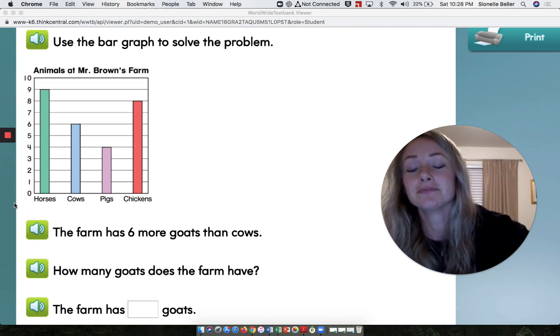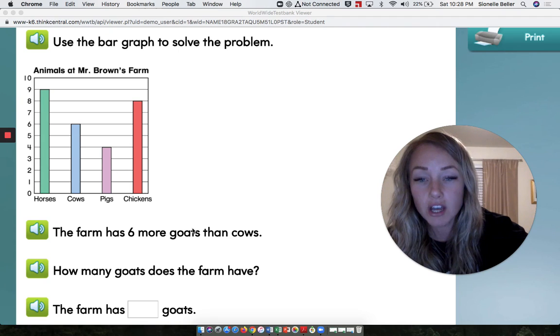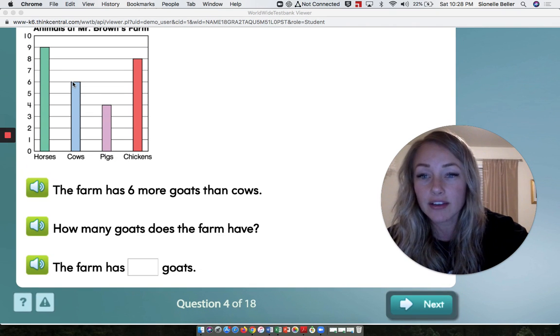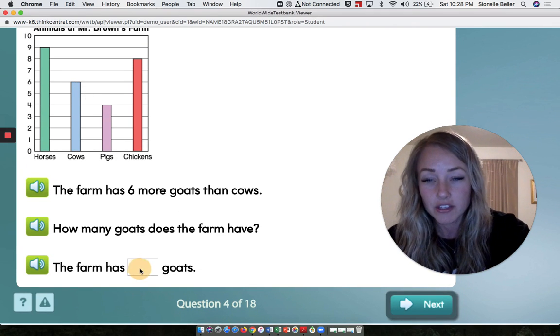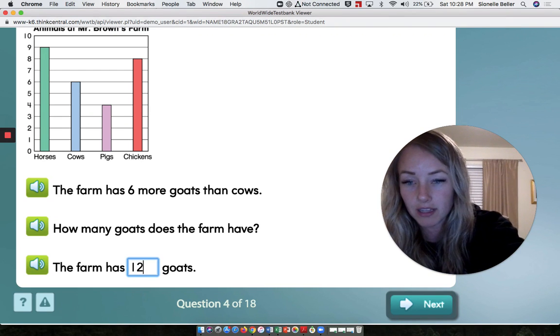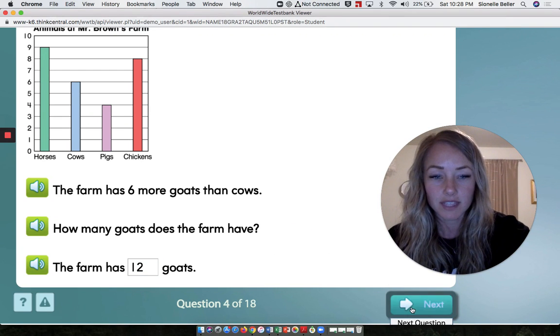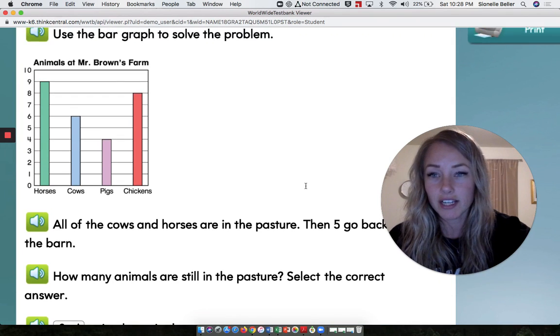Okay, so 6 more goats than cows. We have 6 cows. 6 more than that is 12. So right in here, you have to type the number 12. 1, 2. Okay? All right, next one.